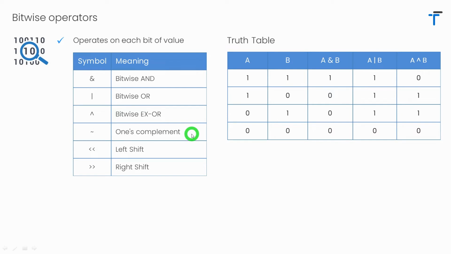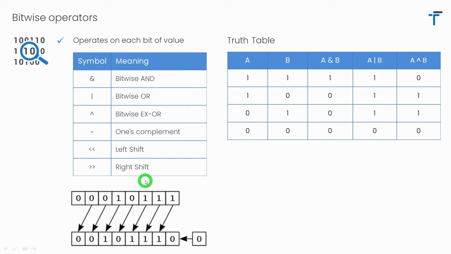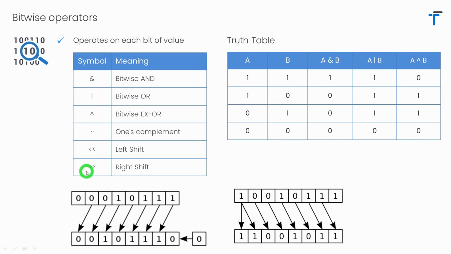1's complement actually negates all the bits in the value. That is, it will convert all zeros into 1 and all ones into zeros. In case of left shift, the bit pattern of the value will be shifted towards the left side so that the remaining places will be filled with 0. On the other hand, when I use the right shift operator, the bit pattern of the value will be shifted towards the right side. So let's understand this with some examples.